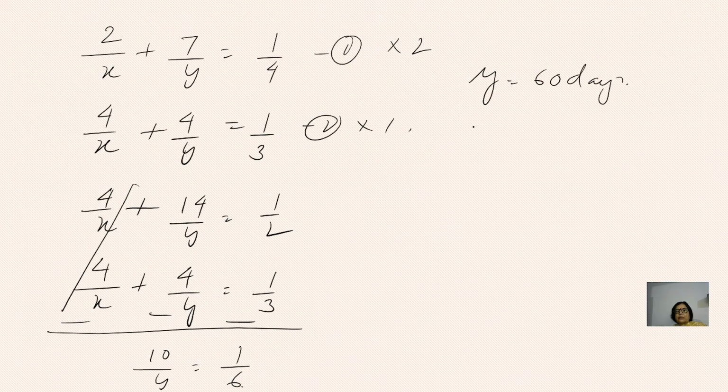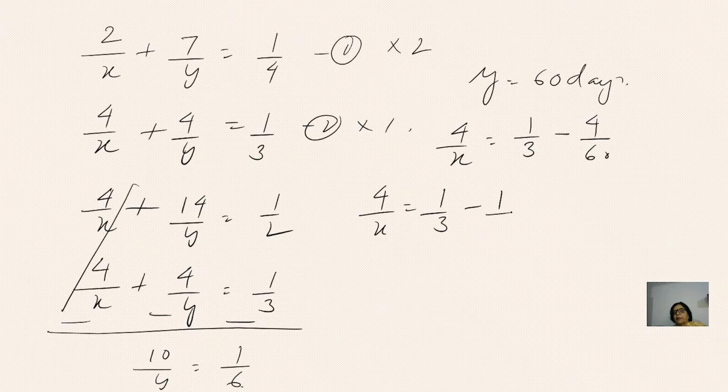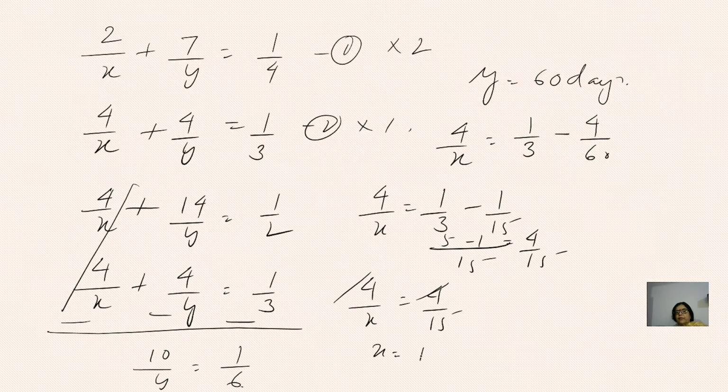What about the man? Supposing I take the second equation, 4 by x is equal to 1 by 3 minus 4 by 60. So this becomes 4 by x is equal to 1/3 minus 1 by 15. LCM is 15. So 5 minus 1, that is 4 by 15. So you get here 4 by x is equal to 4 by 15. 4 gets cancelled, so x is equal to 15 days. That means if a man is working alone, he will take 15 days to complete the work, and a boy takes 4 times longer, 60 days to complete the whole work.